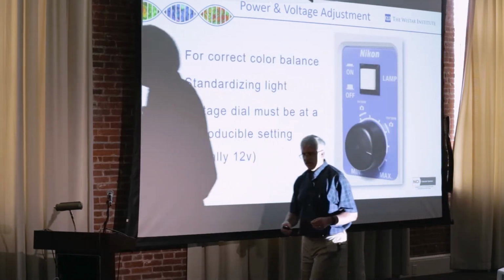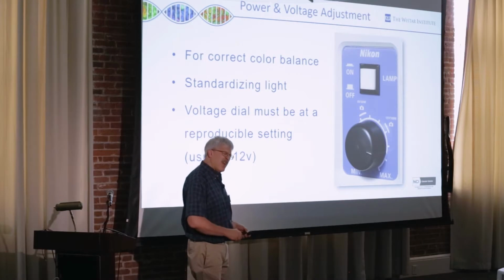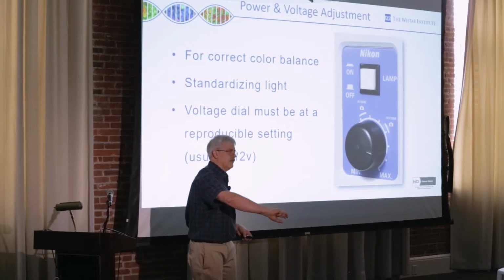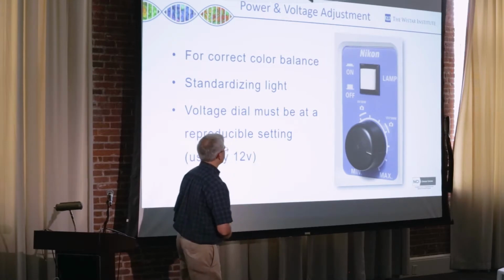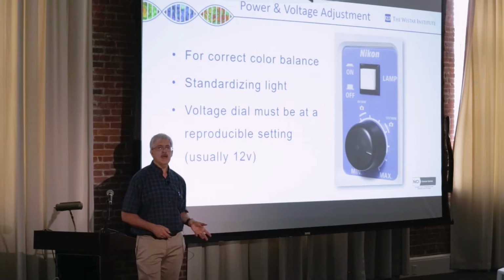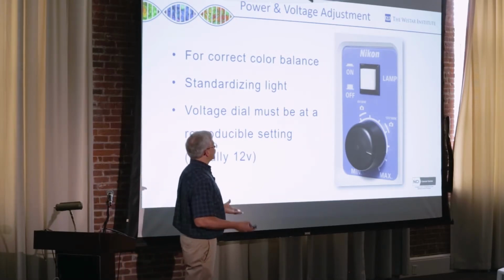And so what people think they're doing is they look through and say, ooh, it's bright, it's way too bright, so let me turn the light down. So what do they do? They turn the light down by turning the voltage down. Well, there's a problem with that. When you turn the voltage up or down, you're changing the color balance. And so that's going to change the way your pictures look.